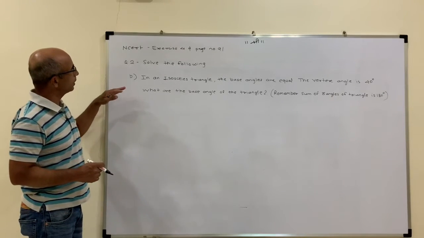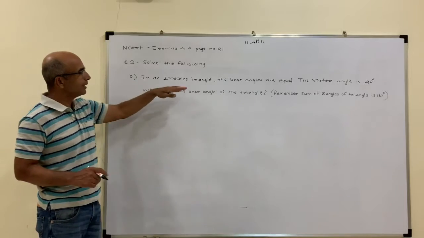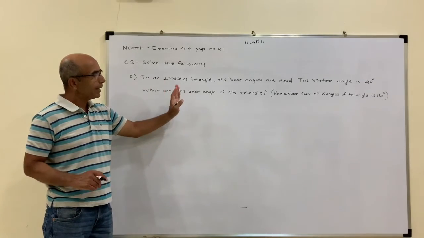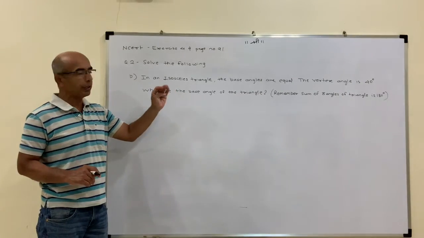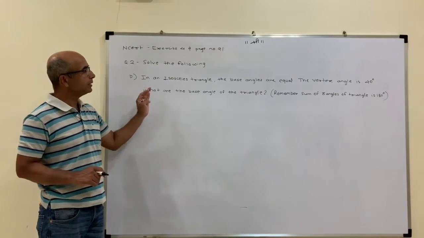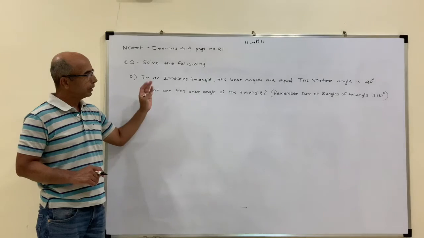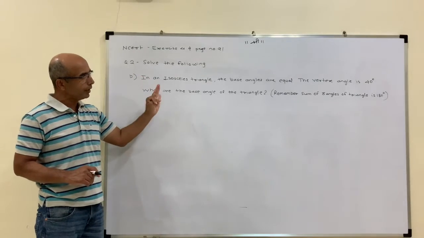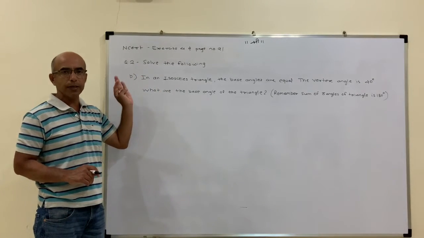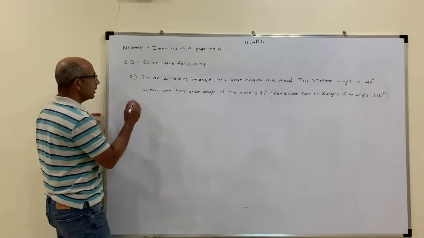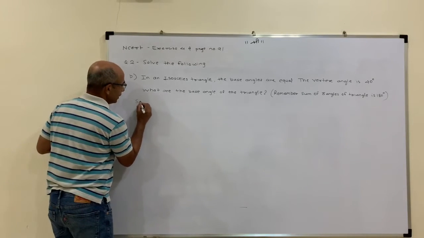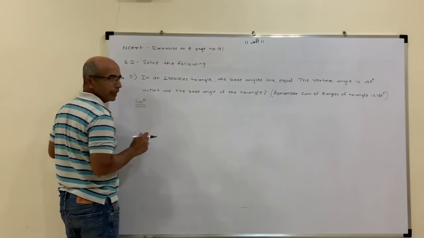Now the B problem is, in an isosceles triangle, the base angles are equal. The vertex angle is 40 degrees. What are the base angles of the triangle? Remember, the sum of three angles of a triangle is 180 degrees. Now let's do a little geometry in this problem. So here we need to first find the equation.